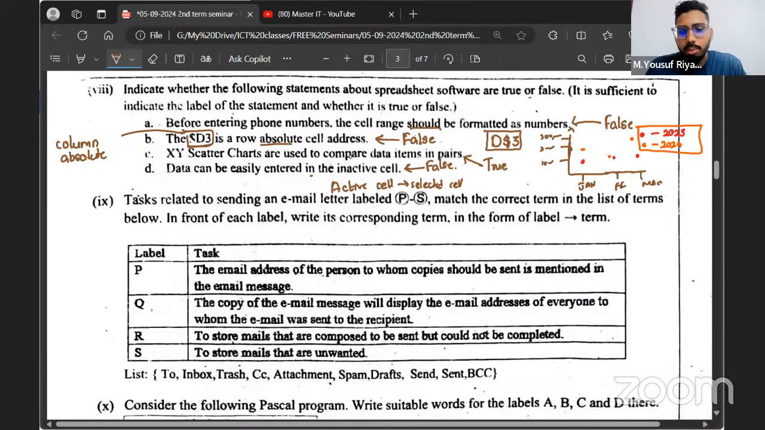So the answers are going to be false, false, true, and false. Clear, all of you?